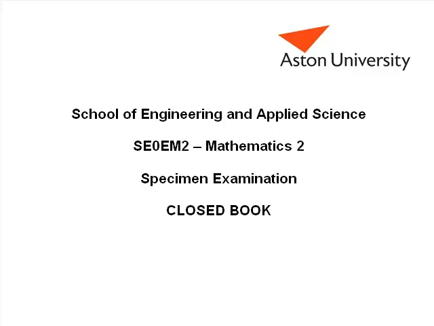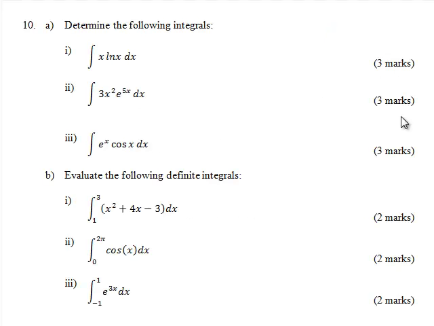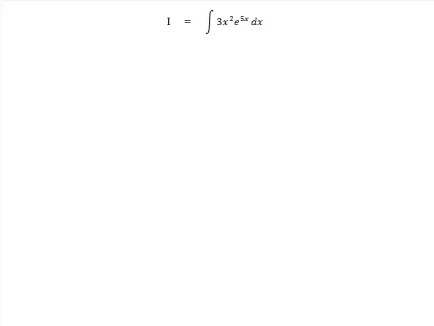Foundation Maths. Question 10, Part 2. Integrate 3x squared e to the 5x dx. Again, we're going to use the method called integration by parts, and we're going to let 3x squared equal u and e to the 5x equal dv.